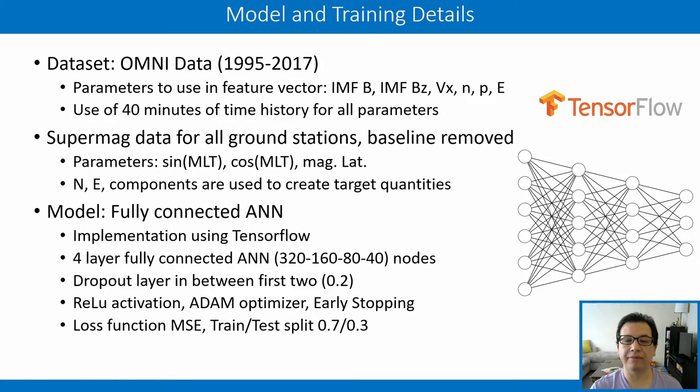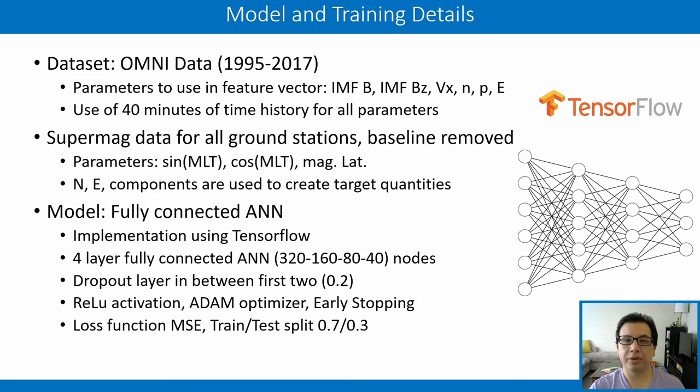As datasets, we have used OmniData from 1995 through 2017. In this case, we trained using IMF Bx, By, Bz, solar wind speed, density, pressure, and electric field. The selection of parameters was done based on the findings by Lutz et al. in 2015 and our own previous results. For each parameter, we decided to include the time history of the previous 40 minutes of measurements in order to have a time-dependent neural network.